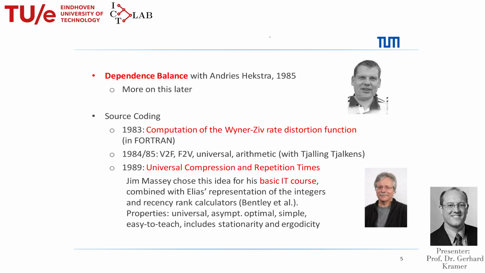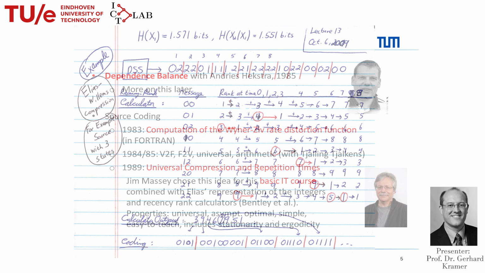So this was combined with Elias' representation of the integers and a recency rank calculator, which were developed by another group. The nice properties of this method, which Jim called the Elias-Willems source coding algorithm, is that it's universal within a class of stationary and ergodic sources. It's asymptotically optimal. It's simple. It's easy to teach and very motivating to students, I think. And it gives you all the ideas you need to understand universal data compression.